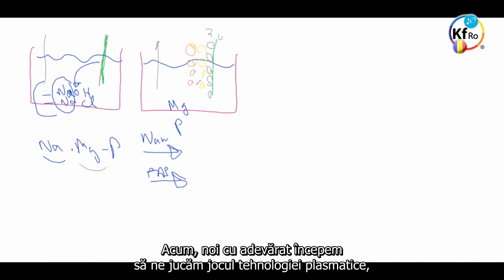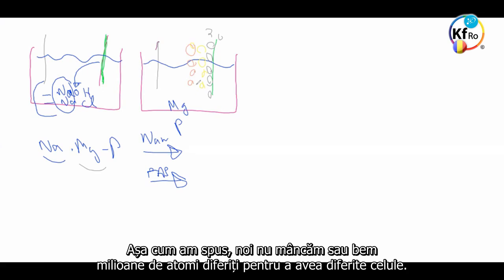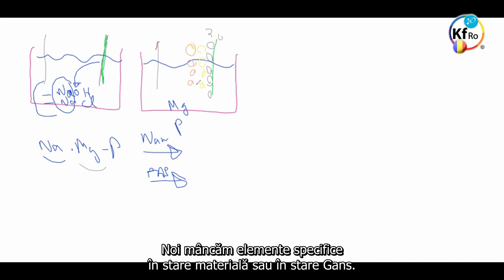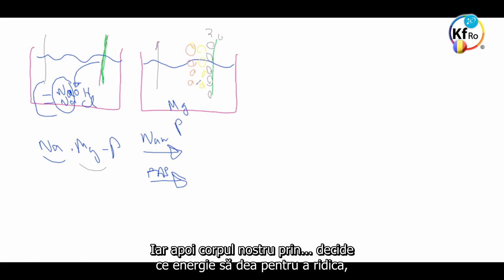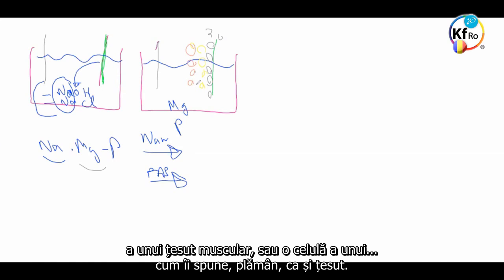Now we'll really start playing the game of plasma technology, understanding it, manipulation of it, the way our body does. As I said, we don't drink or eat 1 million different items to have different cells. We eat specific elements in matter state or in a GANs state, and then our body, through its glands, decides what energy to give to bring it up or reduce it to become a cell of a heart as a muscle tissue, or a cell of the lung as a tissue.